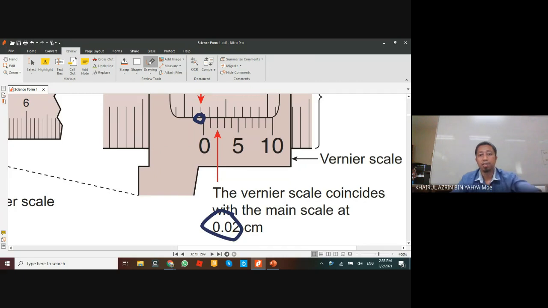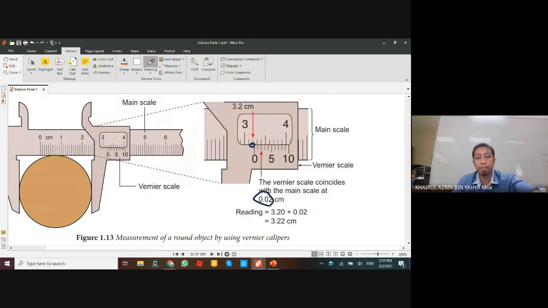Okay. So what is the reading? The reading is actually, the upper part is 3.2. This one, 3.2, plus the lower part here. The lower part is 0.02. So we add together and it becomes 3.22.